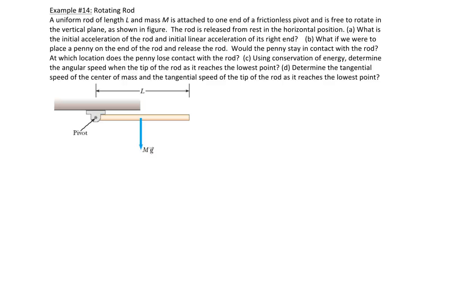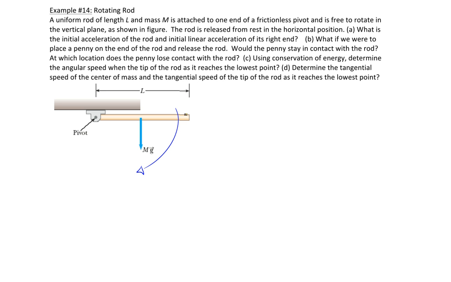Welcome to example number 14 on the rotating rod. So we have a uniform rod with a length L and mass M that's attached to one end of a frictionless pivot point. And it's free to rotate, and it's going to rotate in this direction. And we're asked several questions. For example, we're asked, what is the initial acceleration of the rod at the very beginning, both angularly and linearly?